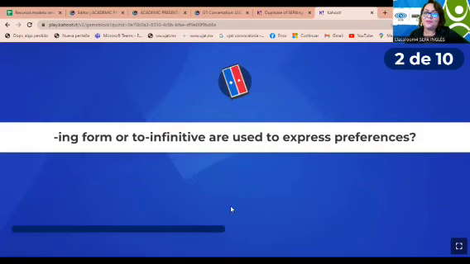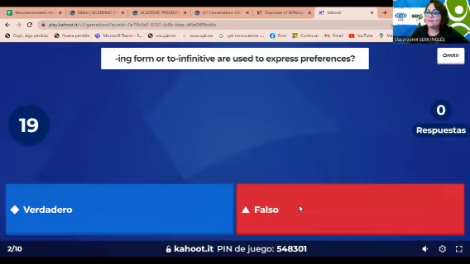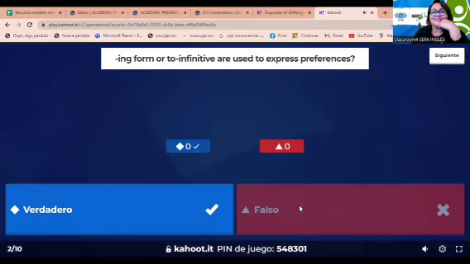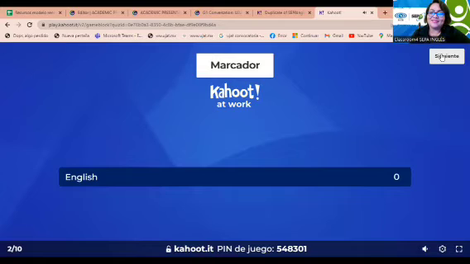Number 2. Ing form or to infinitive are used to express preferences. Is it true or false? What is the answer? True or false? Yeah, it's true. Next one.